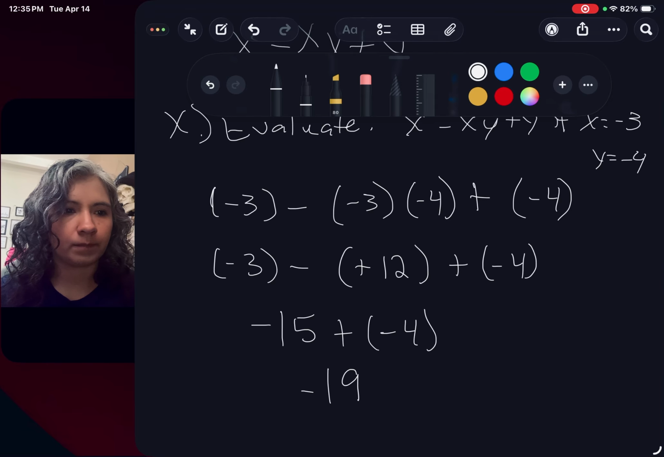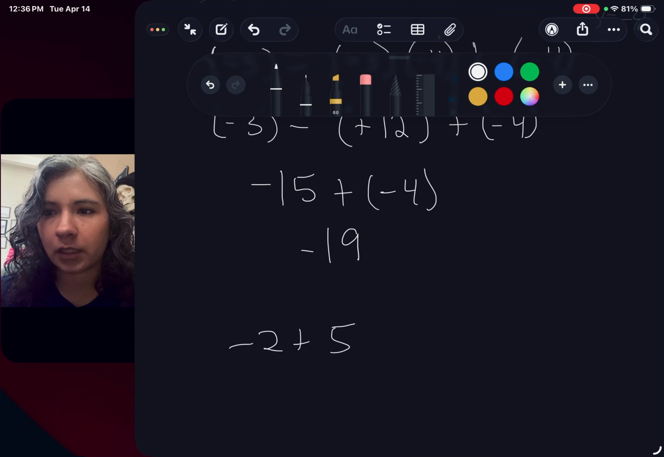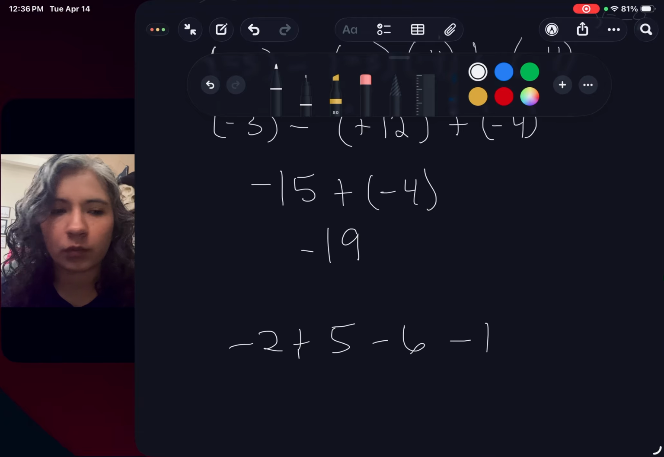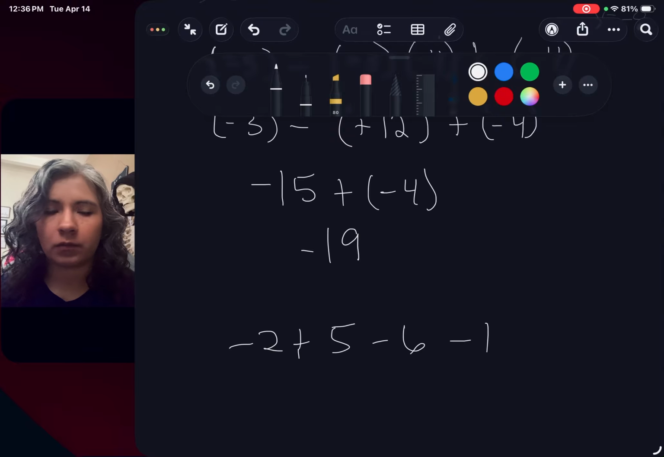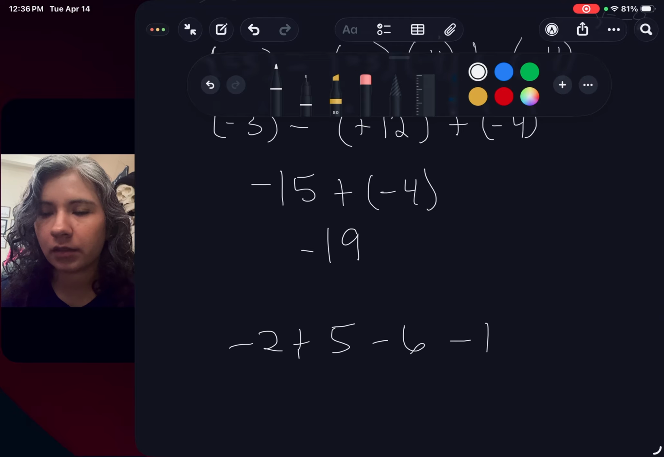So sometimes we do sign numbers without parentheses. Like we might do -2 plus 5 minus 6 minus 1. So we'll do those without parentheses and just go from left to right.